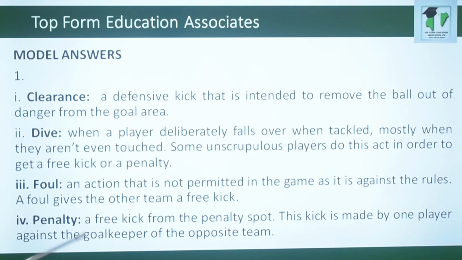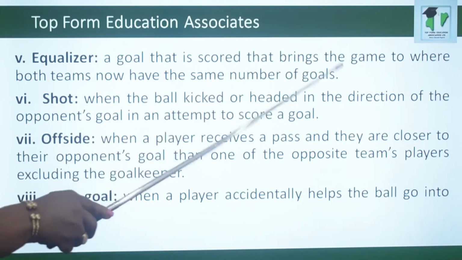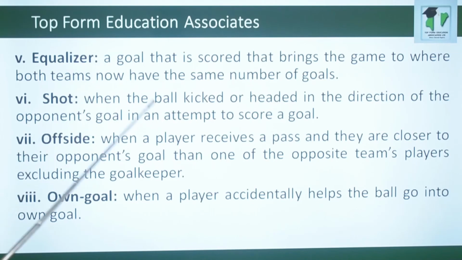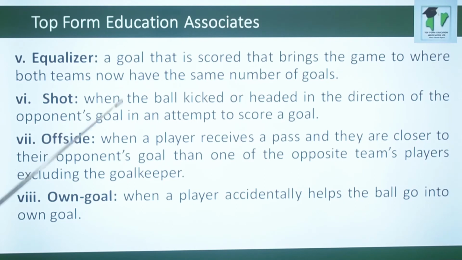The next one is penalty. Penalty is a free kick from the penalty spot. This kick is made by one player against the goalkeeper of the opposite team. Then the next one, if you remember, is equalizer. Equalizer is a goal that brings the game to where both teams now have the same number of goals. Number 6 is shot. Shot is when the ball is kicked or headed in the direction of the opponent's goal in an attempt to score a goal.